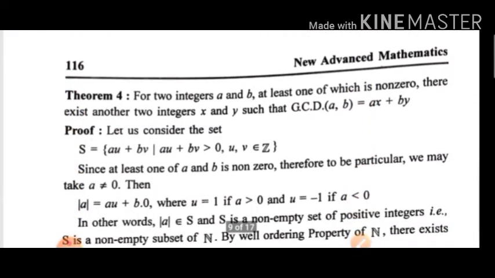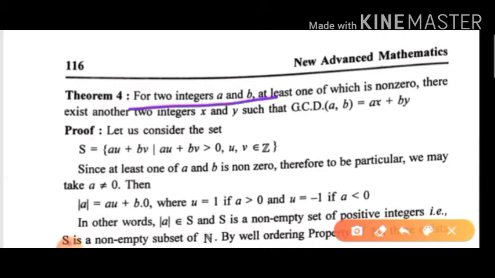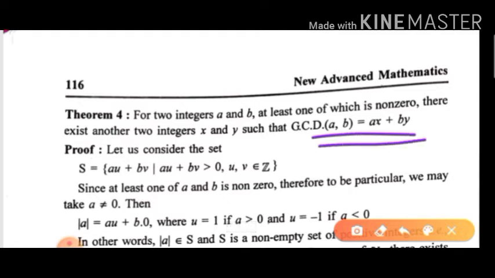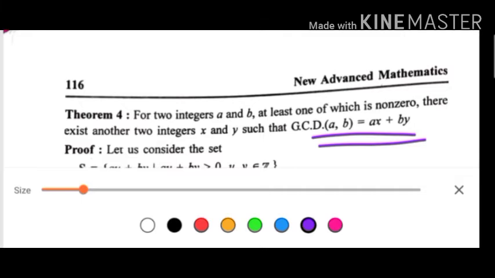Then we have a theorem. This you have to remember: for any two integers a and b, at least one of which is non-zero, there exist another two integers x and y such that the GCD of a comma b we can write as ax plus by. We can take any values of x and y, we can write like this.